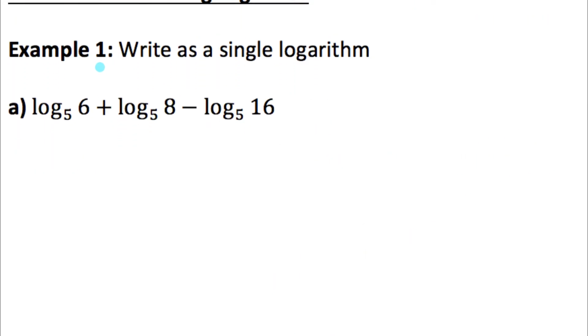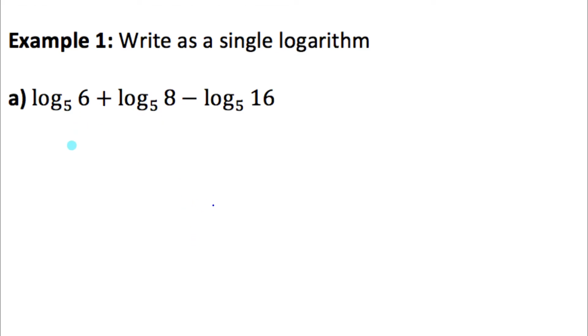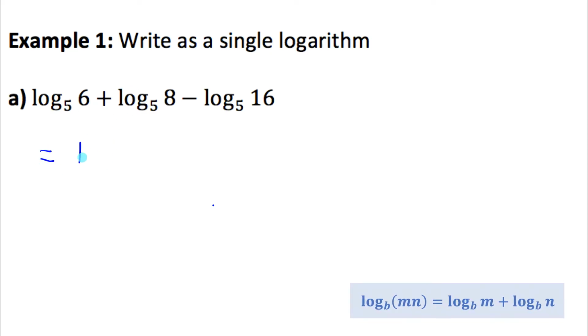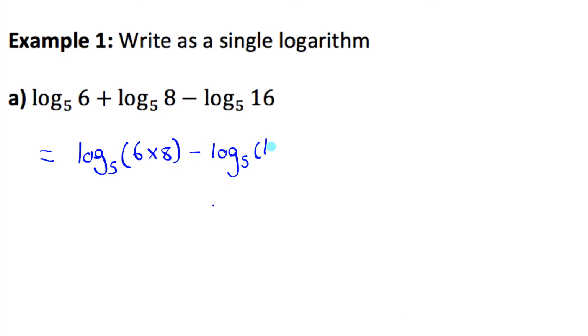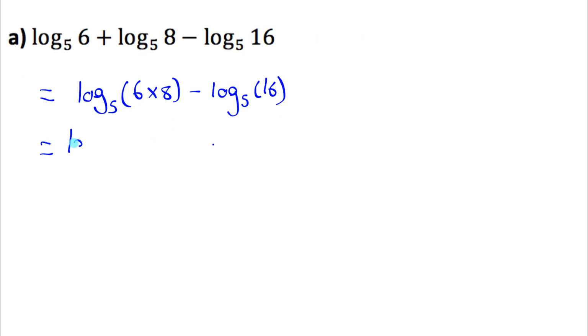The question says, write as a single logarithm. I see 3 logarithms being added and subtracted, and all 3 logarithms have the exact same base. They are all base 5. Because they're all the same base, we can use our product and quotient laws to combine these. So let's just look at the first 2 logarithms right now. Those first 2 logarithms are being added and they have the same base, so I can combine those two as a single log by keeping the base the same and multiplying their arguments, 6 times 8. And 6 times 8 is 48.